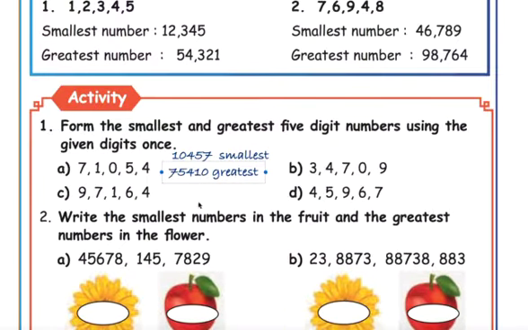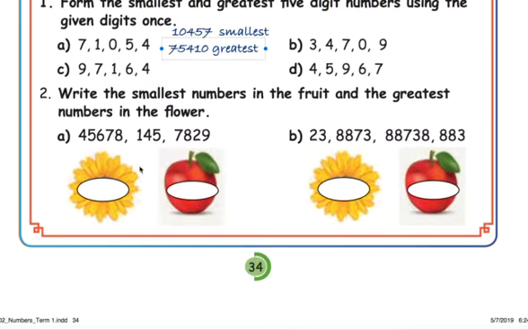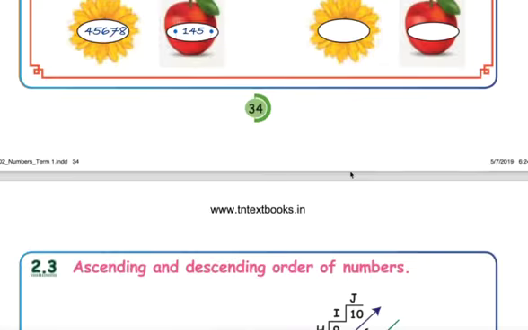Okay, complete the remaining also. I hope you will do it. Write the smallest number in the fruit and the greatest numbers in the flower. See here I got a place, right? Flower I have to write highest number. 45,678 is the highest number. 145 is the smallest number. Now you can write 23 here. This thing here 88,738.